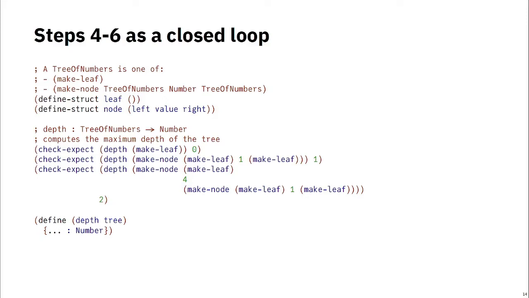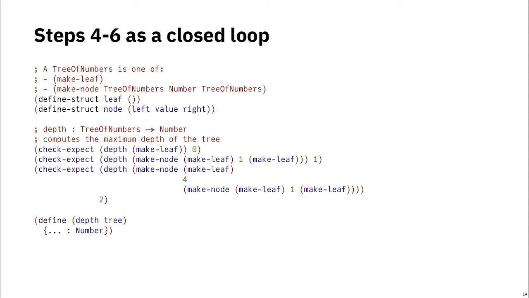As an example, we're going to design a function called depth. Depth takes a tree of numbers and computes the maximum depth of that tree. We start off with our data definition, our signature and purpose, and some check-expects. Then, we note that our function takes in a single tree as an argument, and that we have some hole that should be in the shape of a number.